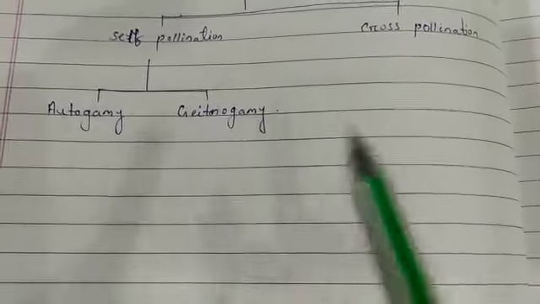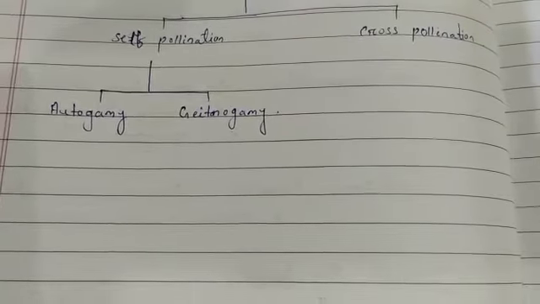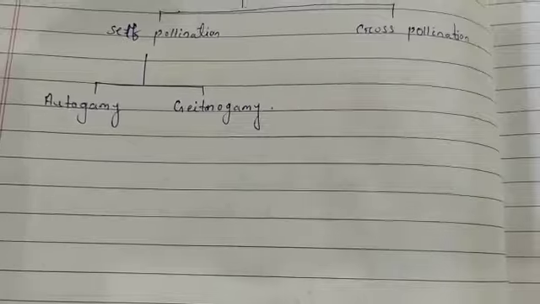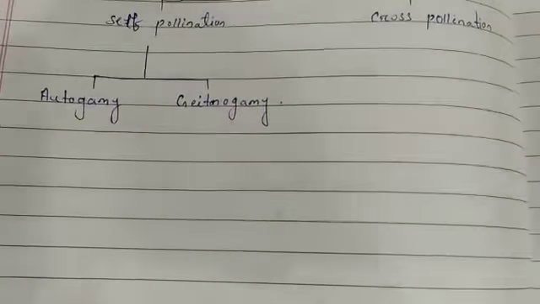Next is geitonogamy, which occurs between the anther of one flower and the stigma of another flower on the same plant. A plant doesn't bear only one flower, it has many flowers.